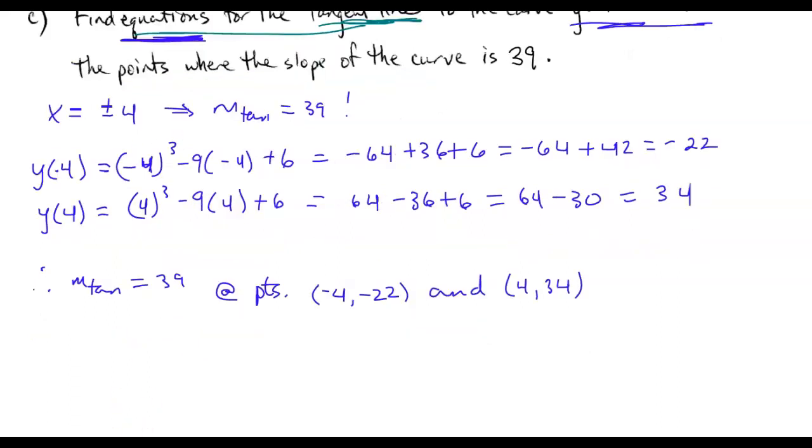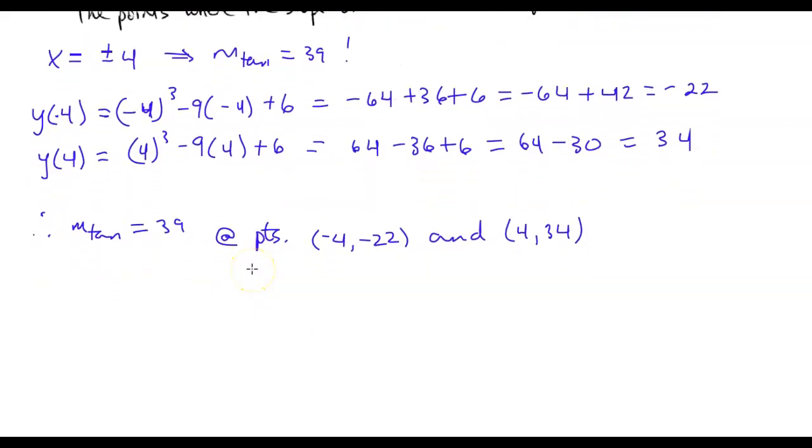All right, so now at this point, we have everything that we need to be able to find the equations of both tangent lines. So to do the first one here, the slope is 39, and our point is negative 4, negative 22. And our second one will be slope is 39 at point 4, 34.